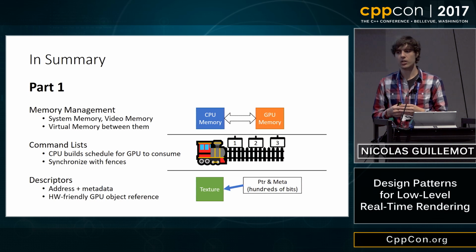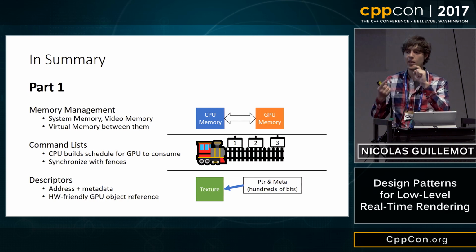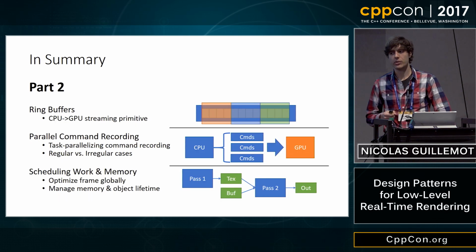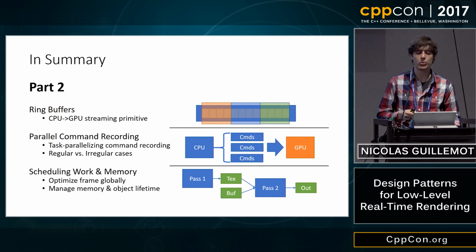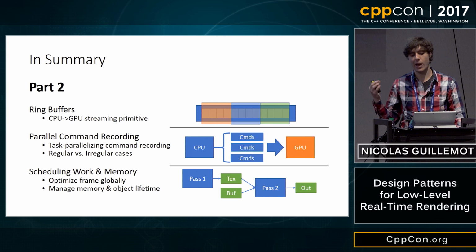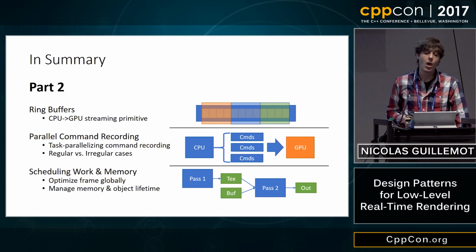that descriptors are, I'd say, the hardware view of an object, which is something like an address to the memory plus some metadata that describes how the resource should be accessed. Then in part 2, I talked about ring buffers, and I proposed them as a CPU to GPU streaming primitive, although they have more uses than that. You can go backwards, like GPU to CPU, or in lots of different kinds of code, I would say.